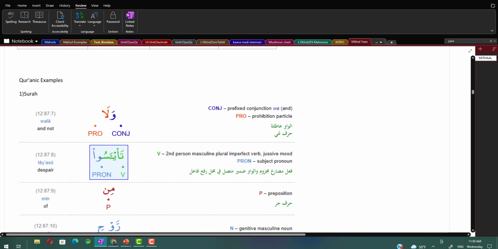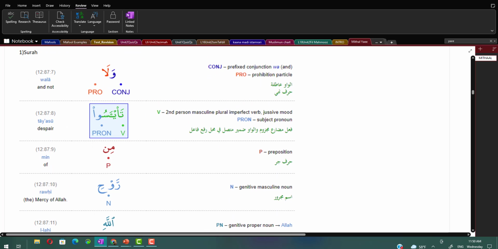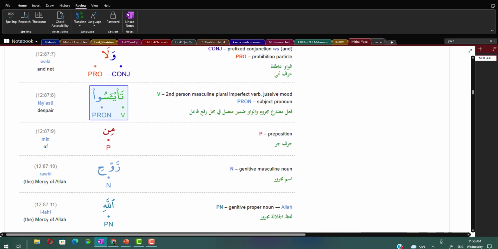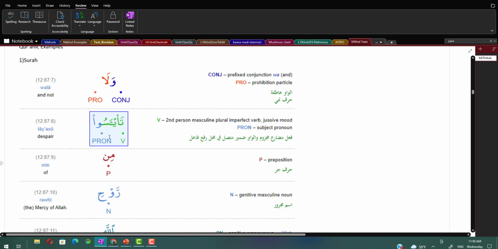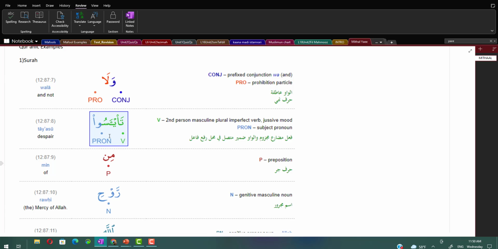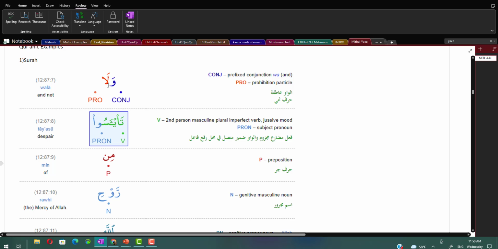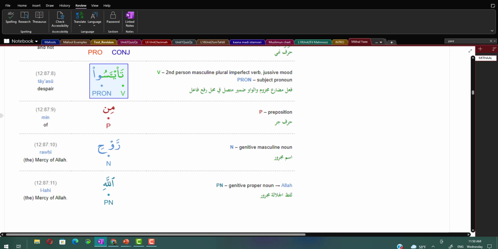And the example is: أعوذ بالله من الشيطان الرجيم بسم الله الرحمن الرحيم ولا تيأسوا من روح الله. Notice here تيأسوا. This is actually second person masculine plural. It was supposed to be tay'asuna, right? Here the noon drops because of the la of prohibition. This makes the mudari majzoom. That's why the noon is dropped. So it's wala tay'asu, and do not despair of the mercy of Allah.